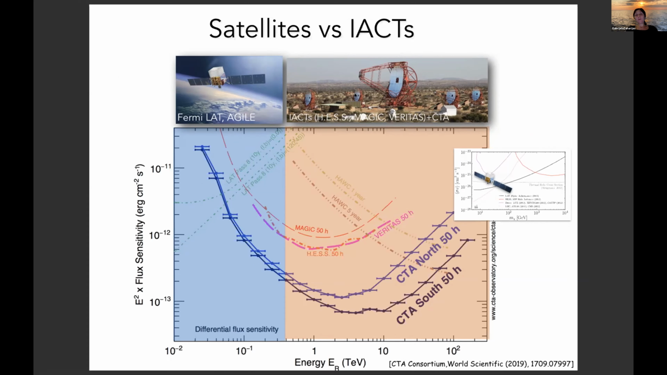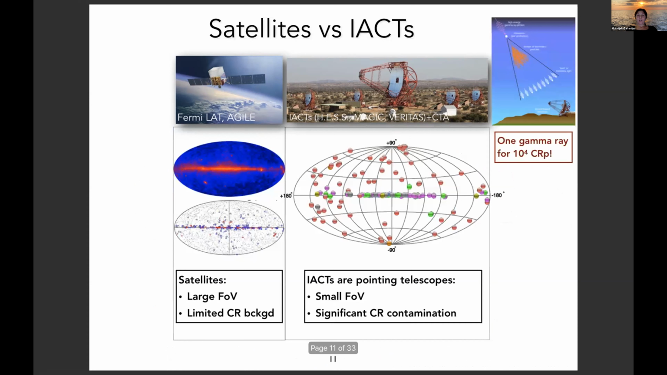And then we have ground-based telescopes that cover above TeV or so. Again, those are telescopes that we have had since the 70s. They are very complementary to each other, aside from the different energies that they cover.